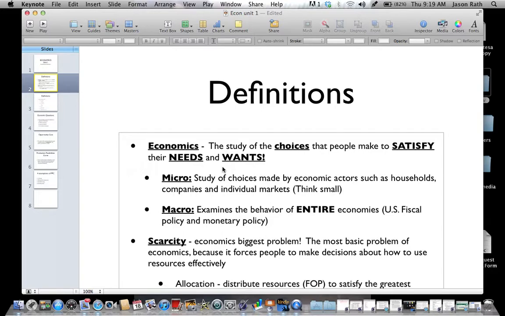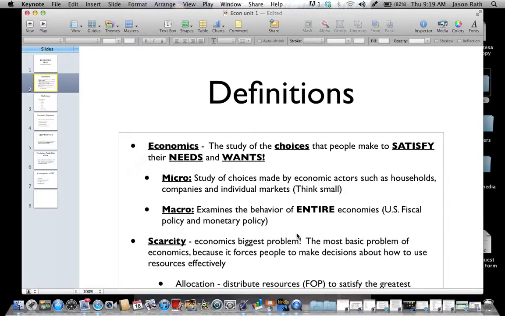There's two types of economics. There's microeconomics, which is the study of choices made by economic actors, such as households, companies, and individual markets. Small. That's the focus of our first unit, first couple units. Then you have macroeconomics, which examines the behavior of entire economies. An example I gave you is U.S. fiscal policy and monetary policy. So you're looking at whole economies in macro, small economies like you and I in micro. Okay, so that's what the two definitions of economics are.